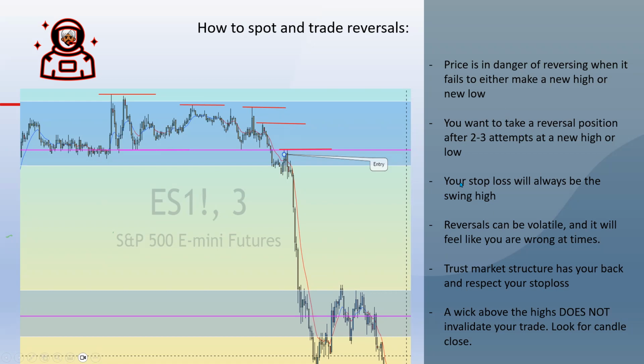On this reversal strategy, your stop loss is always going to be the previous swing high. You got to hold it. It's going to get volatile because it's a reversal, and bulls or bears don't want it to reverse, so it does get volatile. You got to trust that market structure has your back.